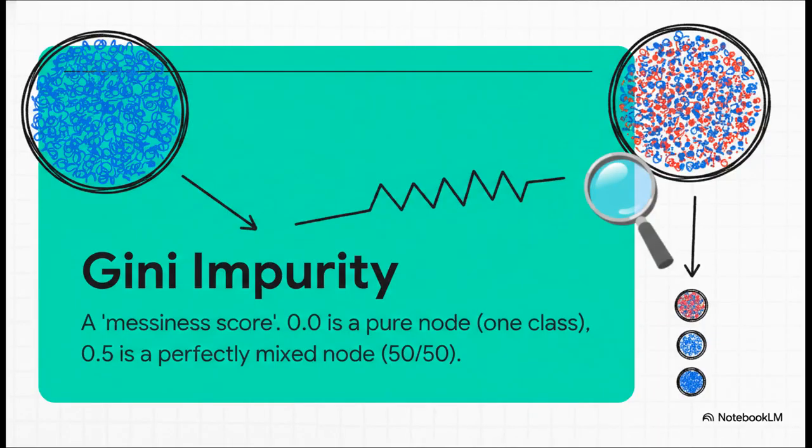So to pull this off, the tree needs a way to score the messiness of any group. It uses a metric called Gini impurity. Honestly, just think of it as a chaos meter. A score of 0 is perfect order. Every single thing in the group is the same. A score of 0.5 is maximum chaos, a perfect 50-50 mix. Every single decision the tree makes is designed to do just one thing. Find the split that causes the biggest drop on this chaos meter.